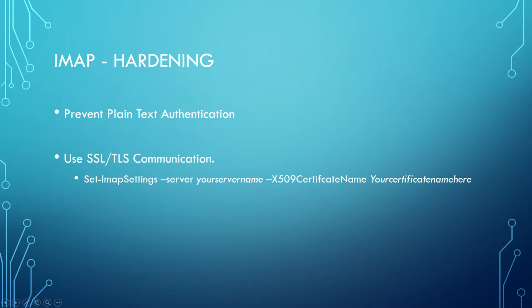Some hardening steps for IMAP. To prevent emails being sent to the client via plain text, where they could be intercepted and viewed by a malicious third party, they need to be encrypted. This could be accomplished by configuring IMAP to utilize SSL and TLS on the server. This is a simple step that can greatly improve the integrity of the email communication within an organization.